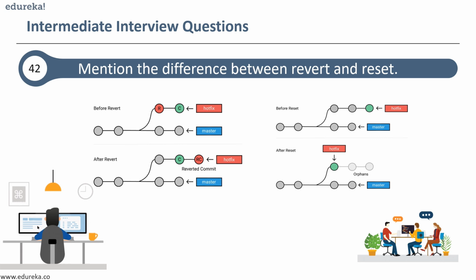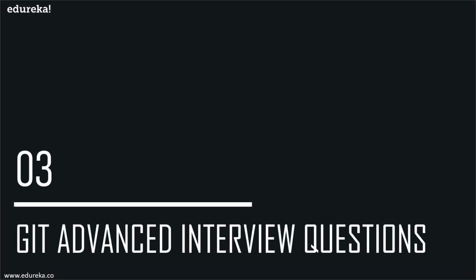Whereas the git revert command creates a new commit that undoes the changes from a previous commit. So this command adds new history to the project. It doesn't modify the existing history. Now we will talk about the advanced level of interview questions.